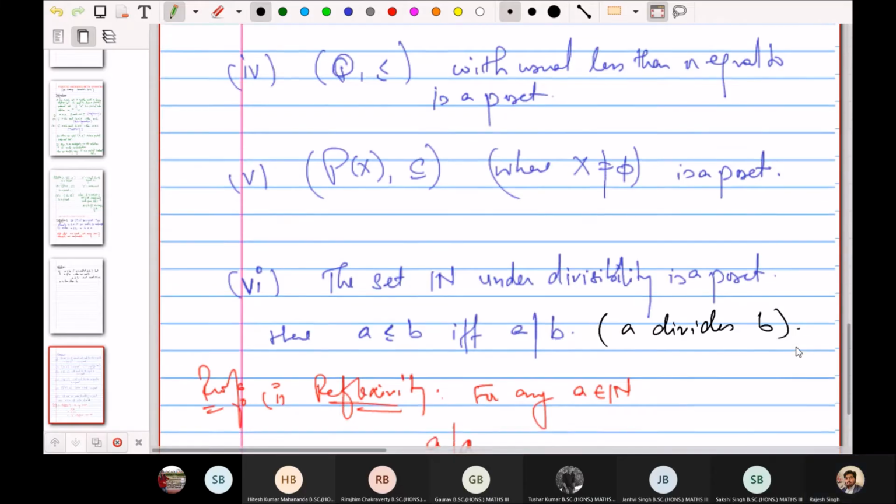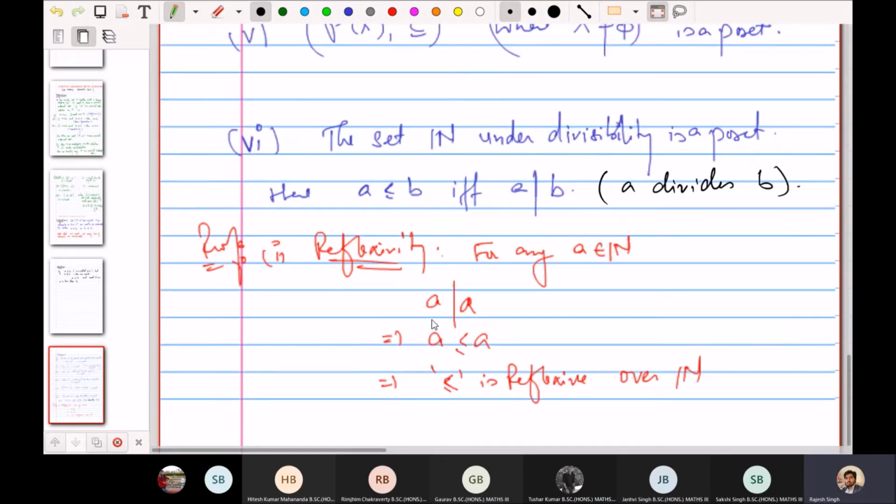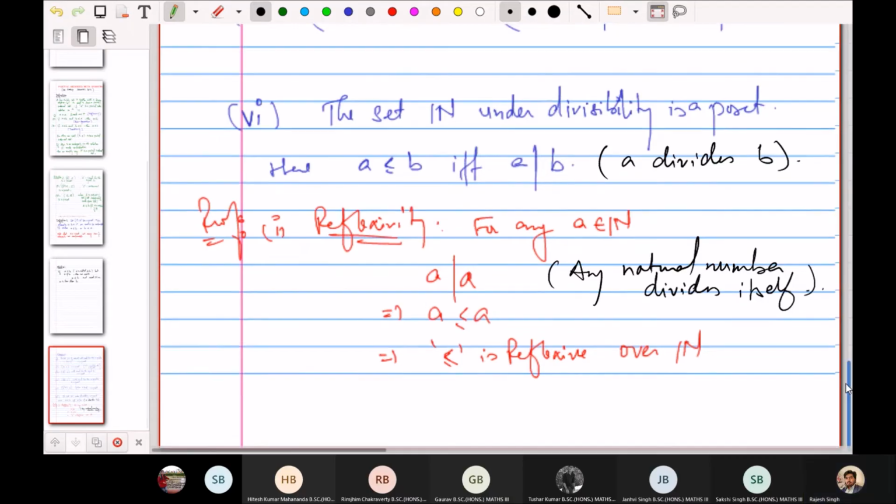So reflexivity, you can prove that any number divides itself. Any natural number divides itself. So this relation is a reflexive relation over naturals. Then what about other properties? You can prove the other properties also on the same lines.